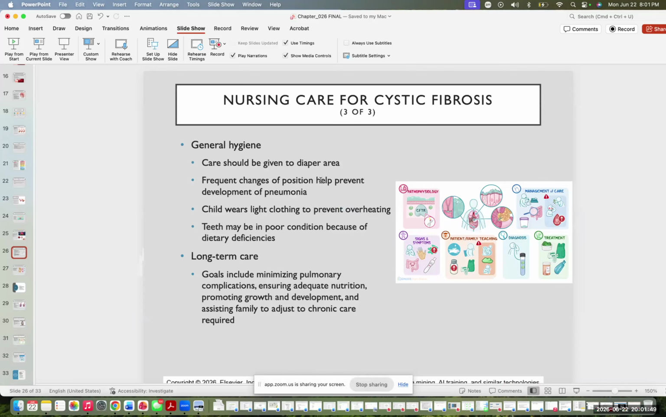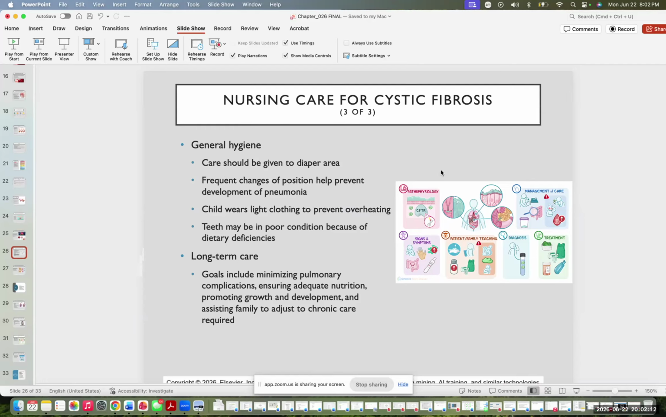General hygiene: if it's an infant, care for the diaper area. Frequent changes in positions to prevent that pneumonia. Okay. Light clothing to prevent overheating. And teeth may be in poor condition because of those dietary deficiencies and lack of enzymatic breakdown of their food.